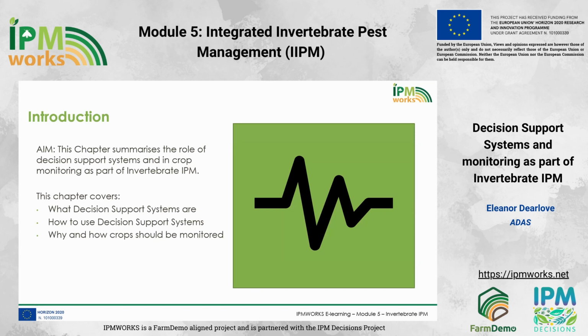This chapter is divided into two parts, first on decision support systems and then on crop monitoring. The aim of this chapter is to highlight the importance and best practice for using decision support systems and crop monitoring for Invertebrate IPM. We will cover what decision support systems are and how to use them, and secondly, why crops need to be monitored and how to do it.